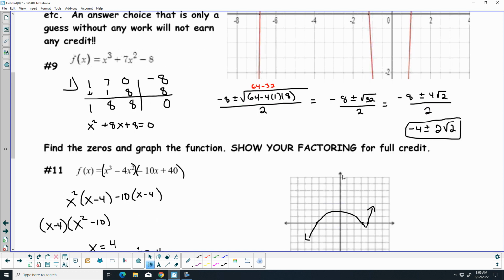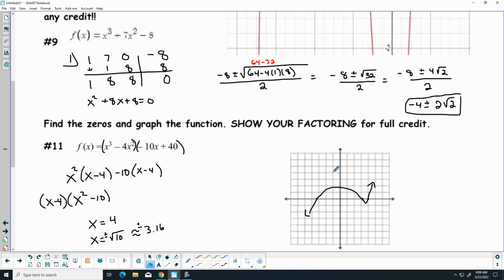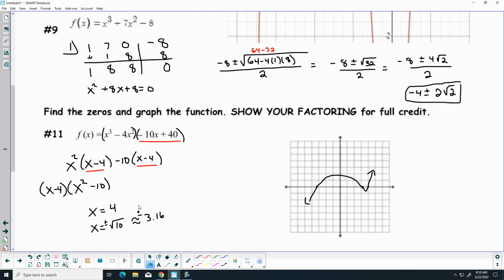On 11, I wanted to do that one with grouping. So I grouped the first two together, grouped the second two together, and I pulled an x squared out of the first group and was left with x minus 4. Pulled a negative 10 out of my second group and left with x minus 4. I've got the same thing in my parentheses. So I'm going to have x minus 4 times x squared minus 10. I can set each of those equal to 0 and solve.